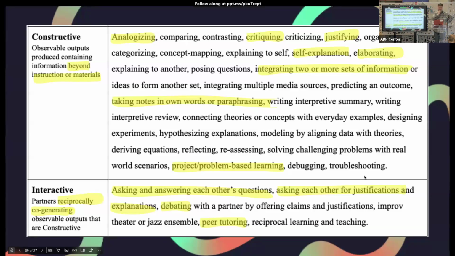But now moving along, we have constructive and interactive. So constructive, I just showed you a bunch of constructive tasks that are generative, including analogies, critiquing, explanation, elaboration is a lot of what we did. But if you take a look here, taking notes in your own words or paraphrasing is quite different than taking notes directly, right? Project and problem-based learning, actually, yeah, I'll put that also in interactive, but we put it in constructive because we can't assume that teachers are able to create environments that are co-generative and co-equitable. But if you look at interactive, that's what we're trying to get at. So like asking and answering each other's questions, asking each other for justifications and explanations, debating, peer tutoring, and so forth.